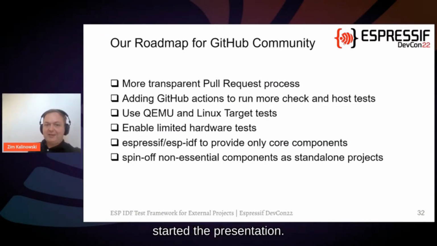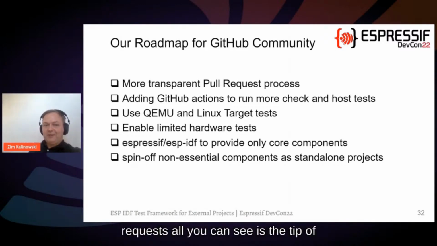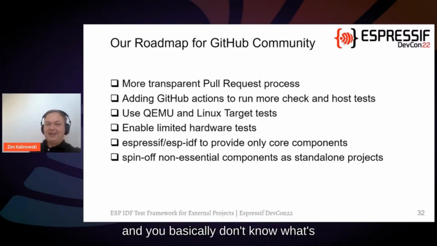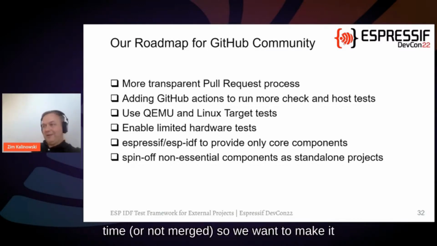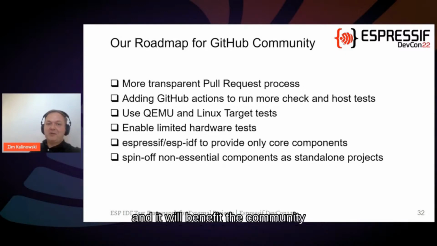And the second part of our roadmap, this is something I called our roadmap for the GitHub community. As I mentioned at the start of the presentation, when you go to GitHub and create a pull request, all you can see is the tip of an iceberg. So just some basic tests, and you basically don't know what's happening with your pull request behind the scenes until it's merged after some time or not merged. So we want to make it more transparent. This process should definitely be improved, and it will benefit the community.